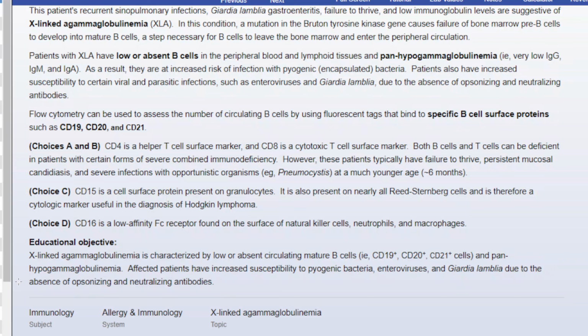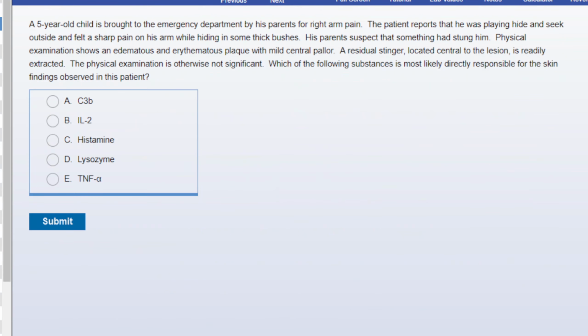Remember, X-linked agammaglobulinemia is characterized by low or absent circulating B cells, CD19, 20 and 21, and panhypogammaglobulinemia. So you don't have any immunoglobulin in your body, no immunoglobulin A or G or M, nothing. Affected patients have increased susceptibility to pathogenic bacteria and viruses like Giardia due to the absence of opsonizing and neutralizing antibodies. So let's do this last question.